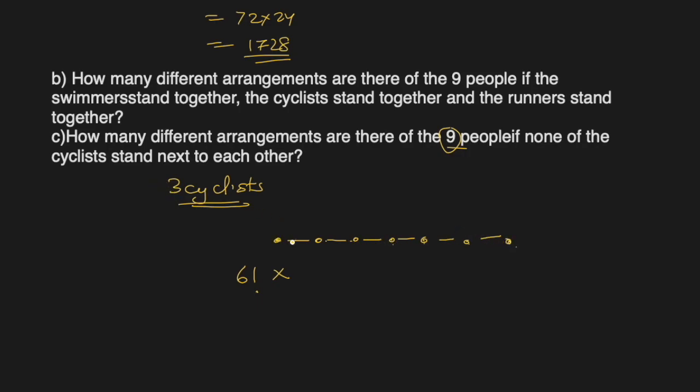These 3 cyclists will take any 3 positions out of these 7. So we will write 7P3. P because their arrangement matters, the way they stand. So they will take any 3 of these places and we'll ensure that there is someone between them, they are not next to each other. Just do this and you get your answer, which comes out to be 151,200 arrangements. 151,200 arrangements are possible this way.